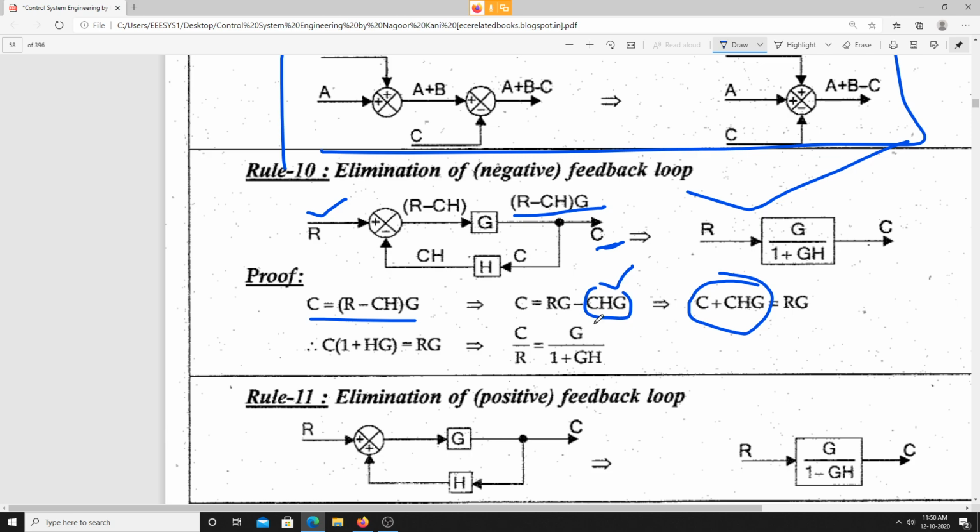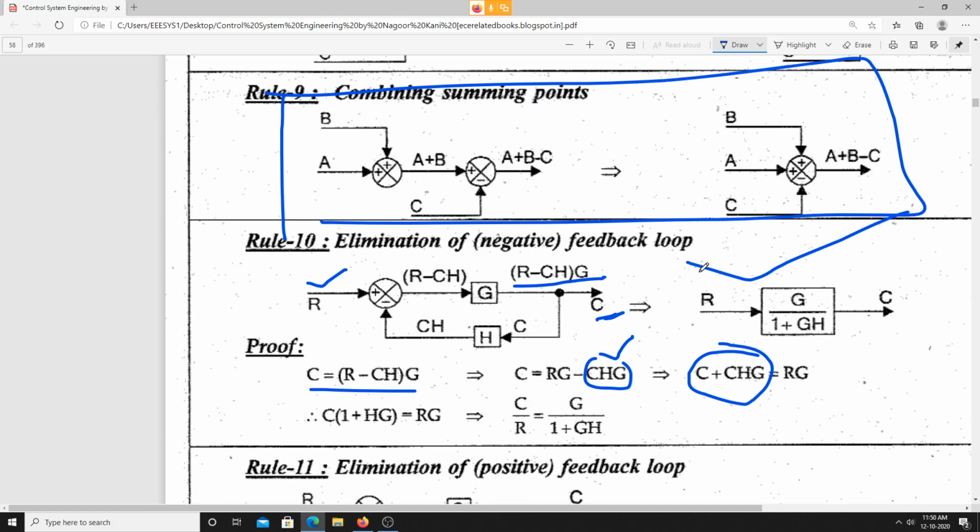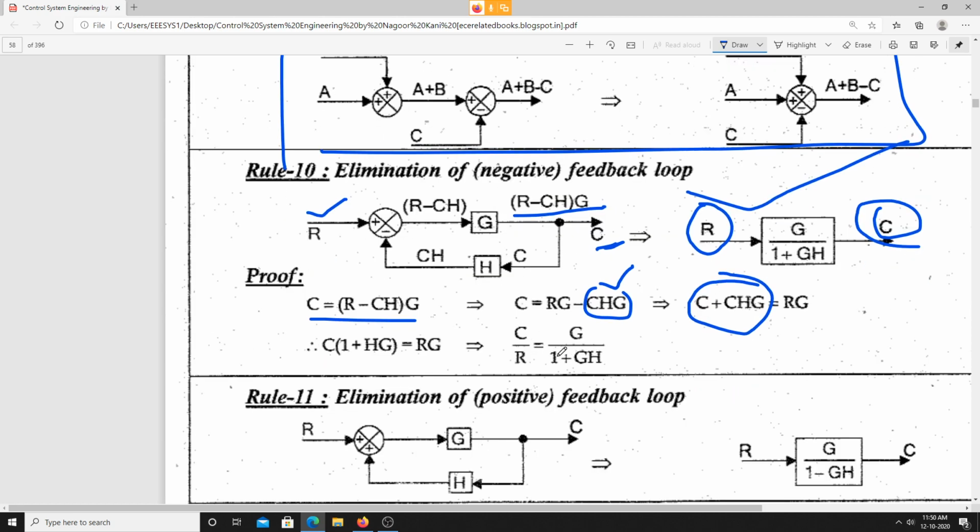Now what I require is the final transfer function. What I require is the Laplace transform of output by the Laplace transform of input, right? So C by R I require. C by R is nothing but G by 1 plus GH. Is it clear? So this is the elimination of negative feedback.